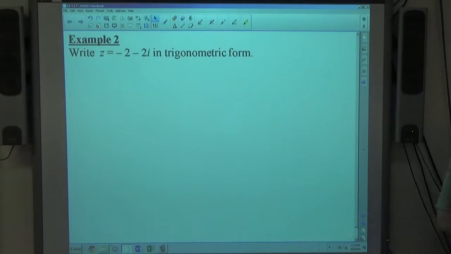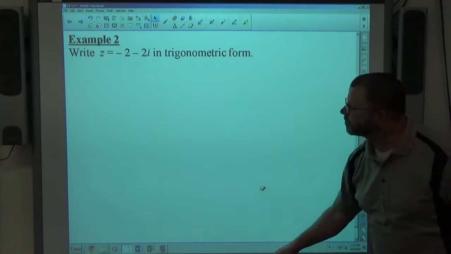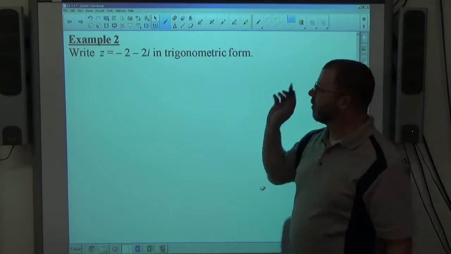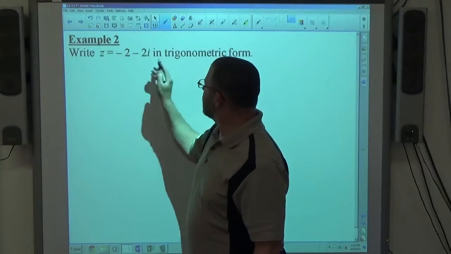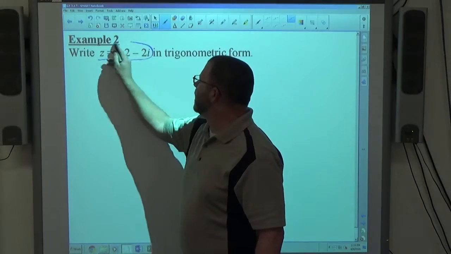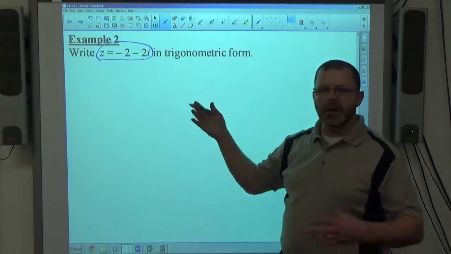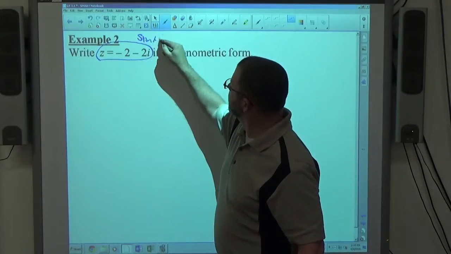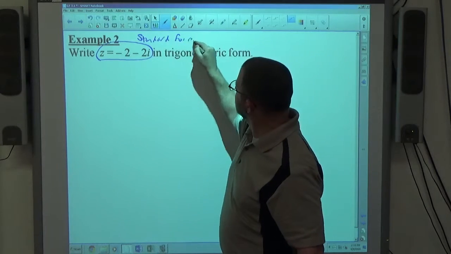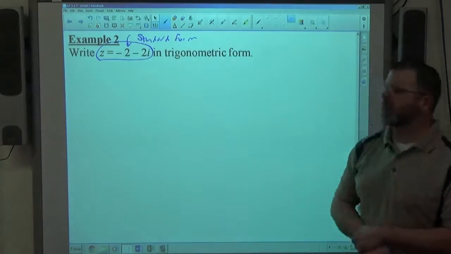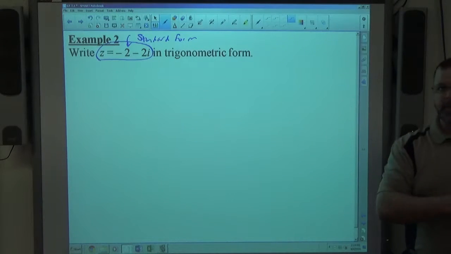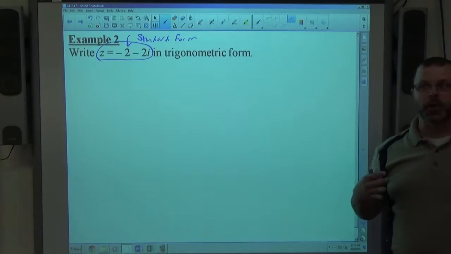I'll go back to example 1 after I do example 2. So, write z equals negative 2 minus 2i in trigonometric form. First off, get comfortable with the forms they're talking about. So, when they write it like this, some real number and then some imaginary number, that's called standard form. Negative 2 minus 2i is standard form. Trigonometric form is number cis angle. That's where we want to go to.